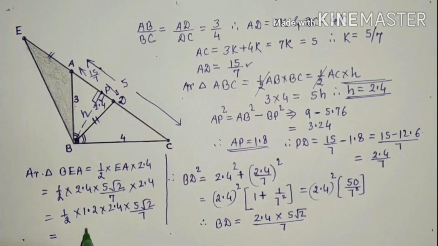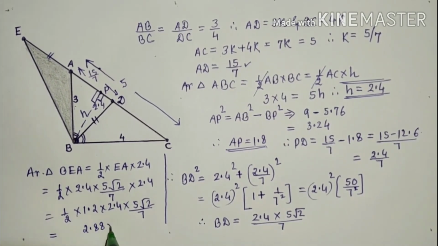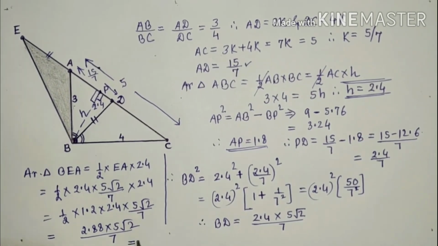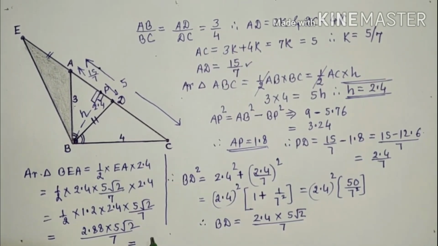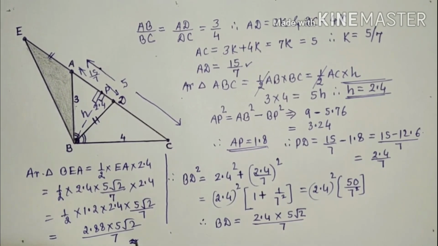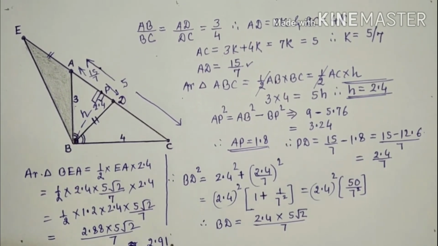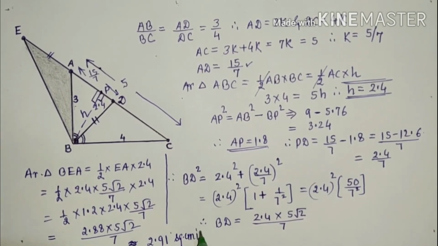So that is 2.88 into 5 root 2 by 7, which after calculation, we will get 2.9088. So approximately we can say 2.91 square units, and that is the answer.